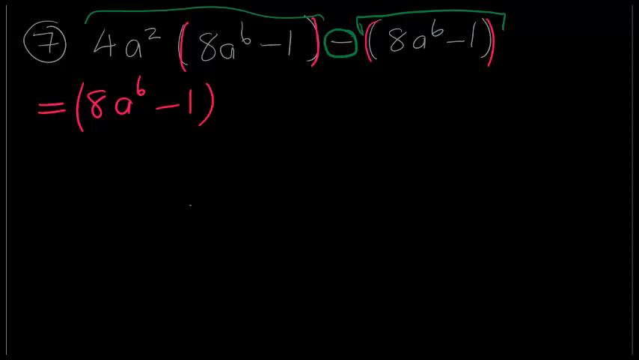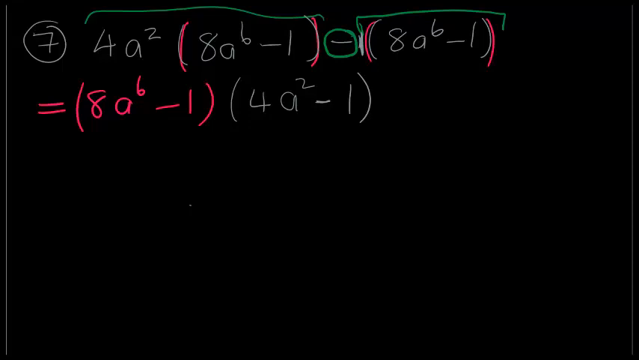What we have left is going to be a bracket of 4a², and then our minus. What's outside of the second term's bracket is a number 1. Remember, it's an unspoken number 1. It's actually minus 1 times (8a⁶ − 1). So in our bracket, we have minus 1.